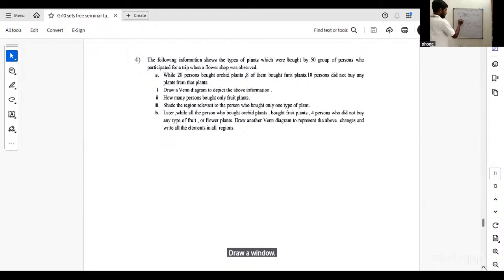First one you have drawn. Second one, it says how many persons bought only fruits? How many persons bought only fruits?